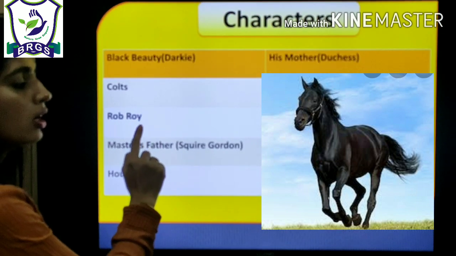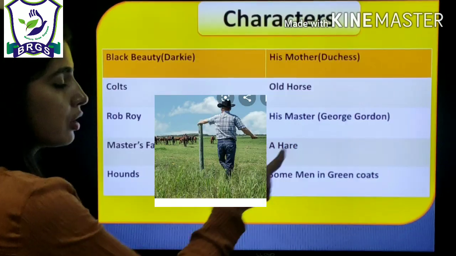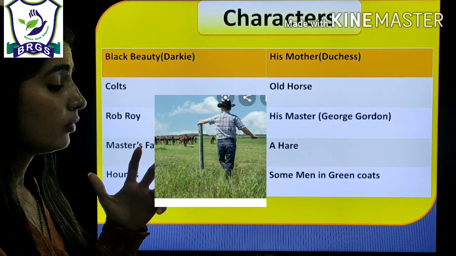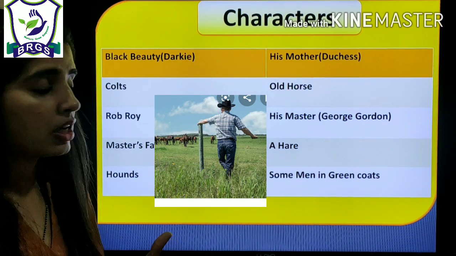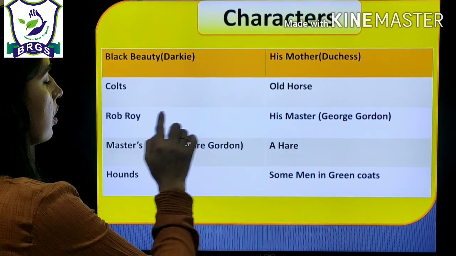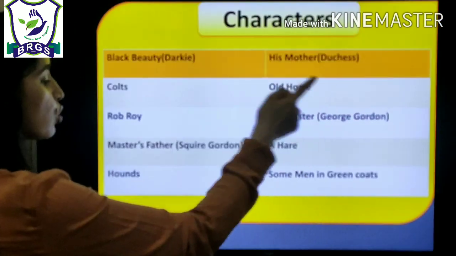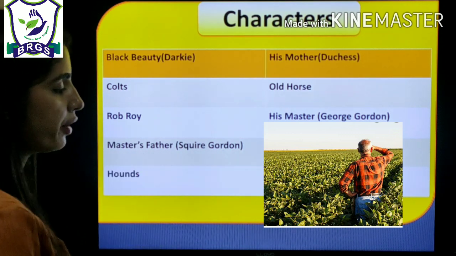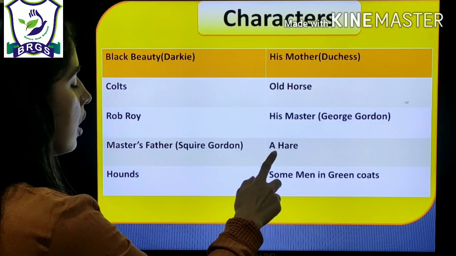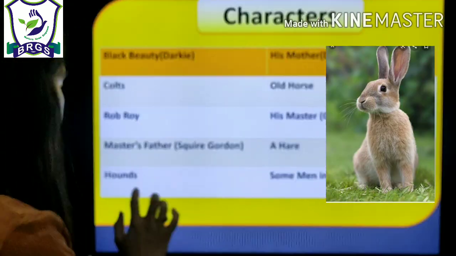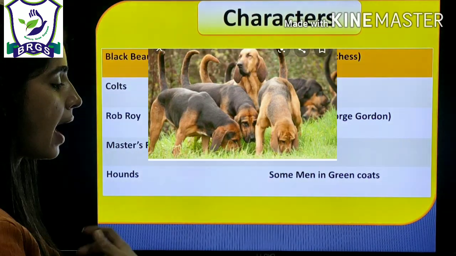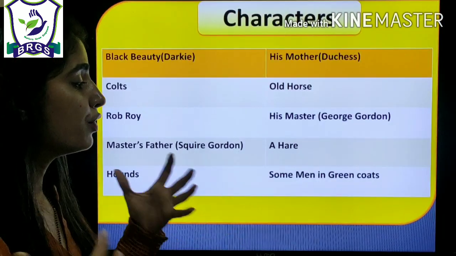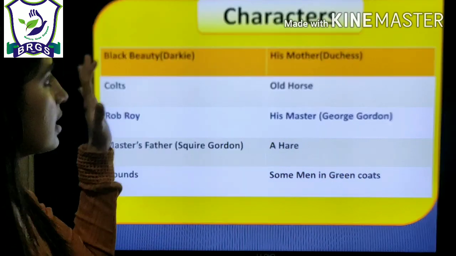Rob Roy is also a horse. Rob Roy's master, who takes care of Rob Roy, gives food, everything he can do for Rob Roy. So Rob Roy's master is George Gordon, and George Gordon's father was also there, Squire Gordon. Squire means landlord. Here there was a rabbit, hounds, hunting dogs, some men in green coats. So these are the characters.